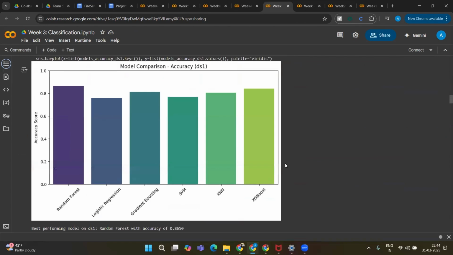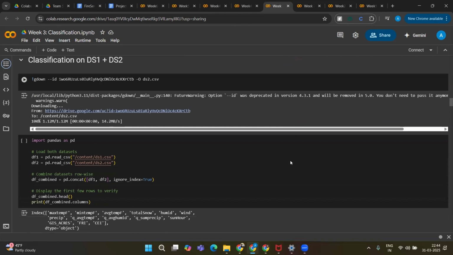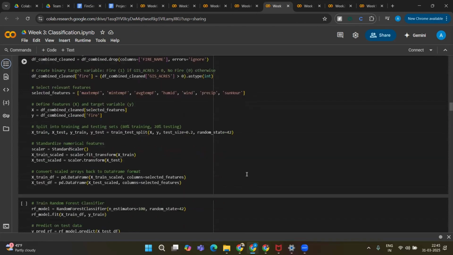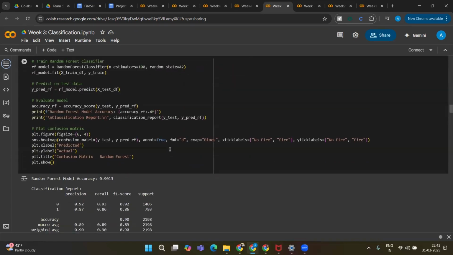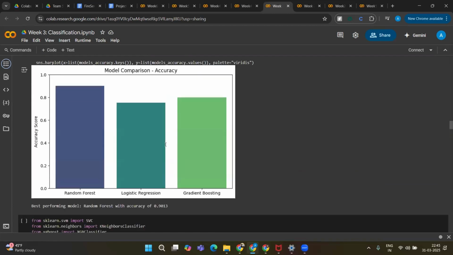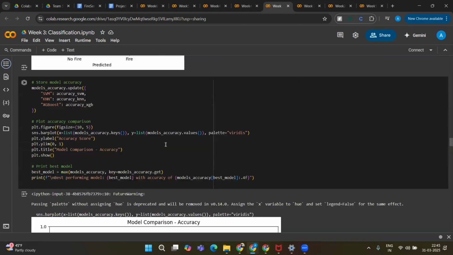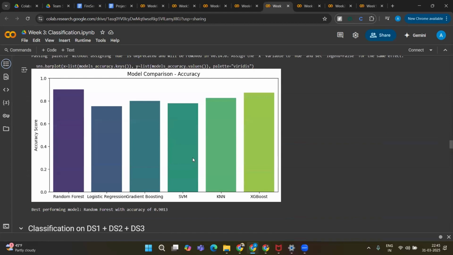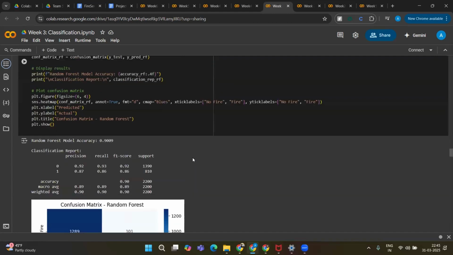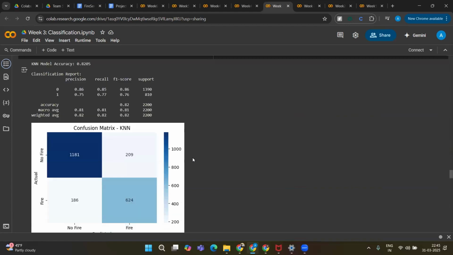And then for the second section of our Colab, we are doing the classification on DS1 plus DS2. Similarly, we have computed the accuracies for all six algorithms here, and then plotted the graphs, where a similar thing happened: random forest and XGBoost showed the highest accuracy. And similarly, we are amalgamating all 3 datasets here. We are concatenating them, calculating the accuracy of all 6 algorithms, and confirming that random forest and XGBoost have shown the highest accuracy here.